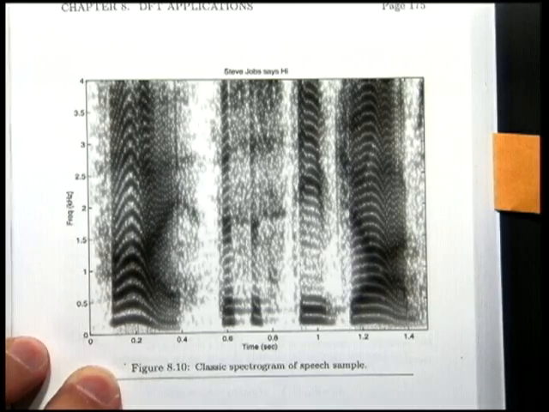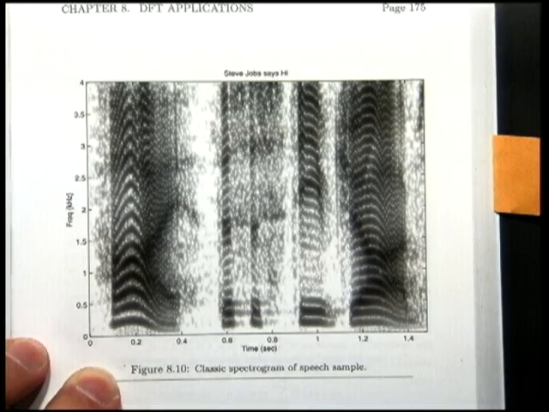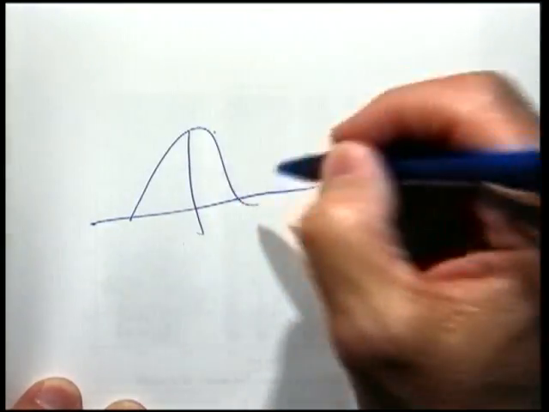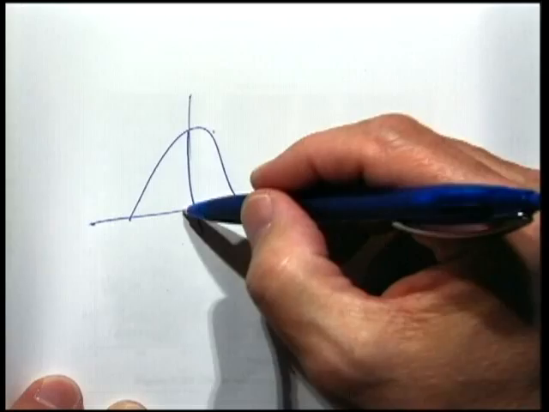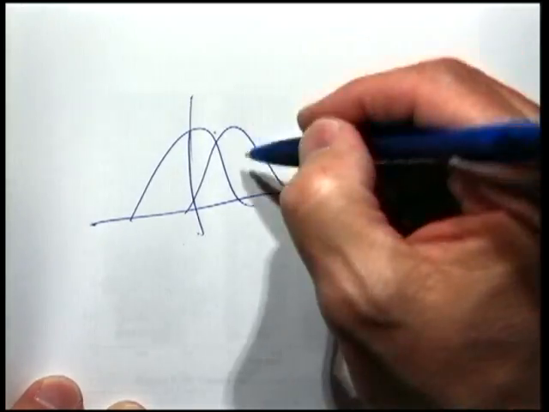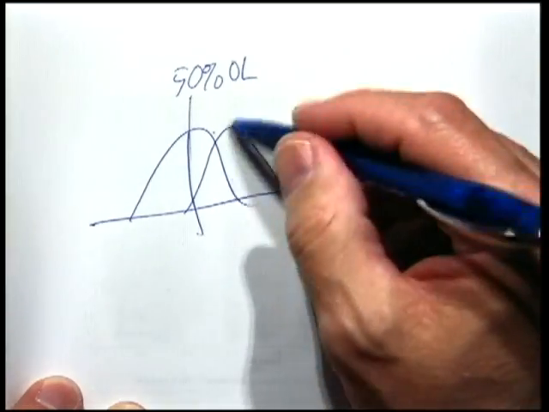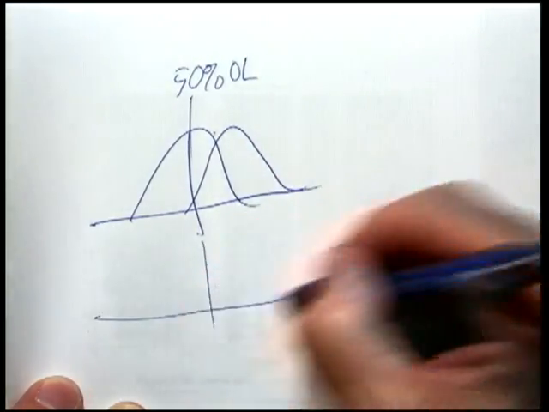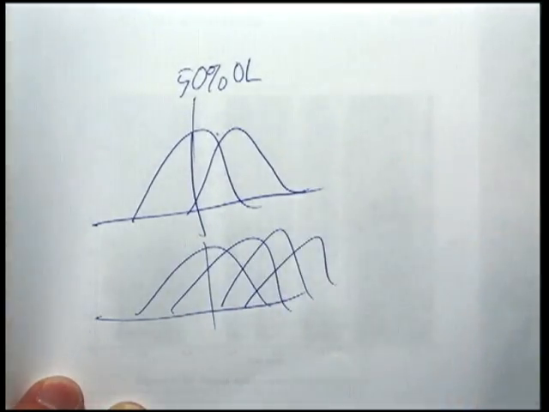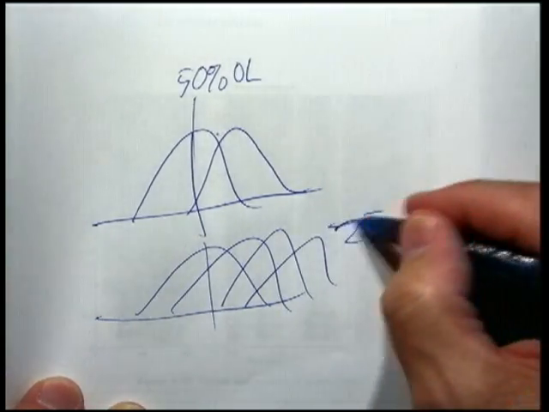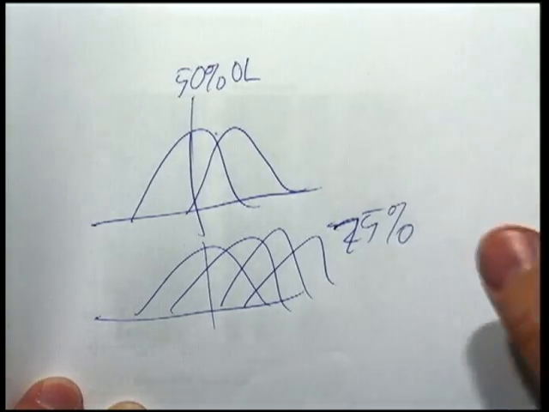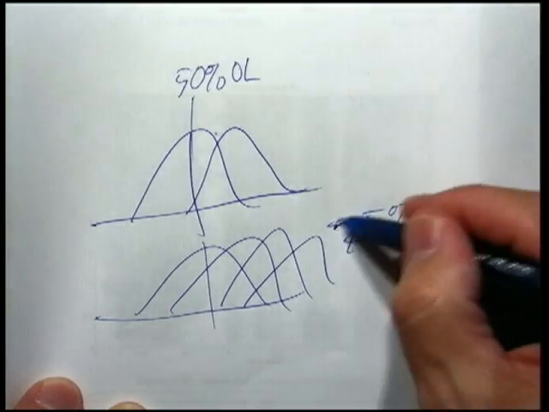So if what we talked about was a window that looks like this, then the next window might look like that. That would be 50% overlap. And people also use 25% overlap quite often. Actually, that's 75% overlap. 25% step, 75% overlap.